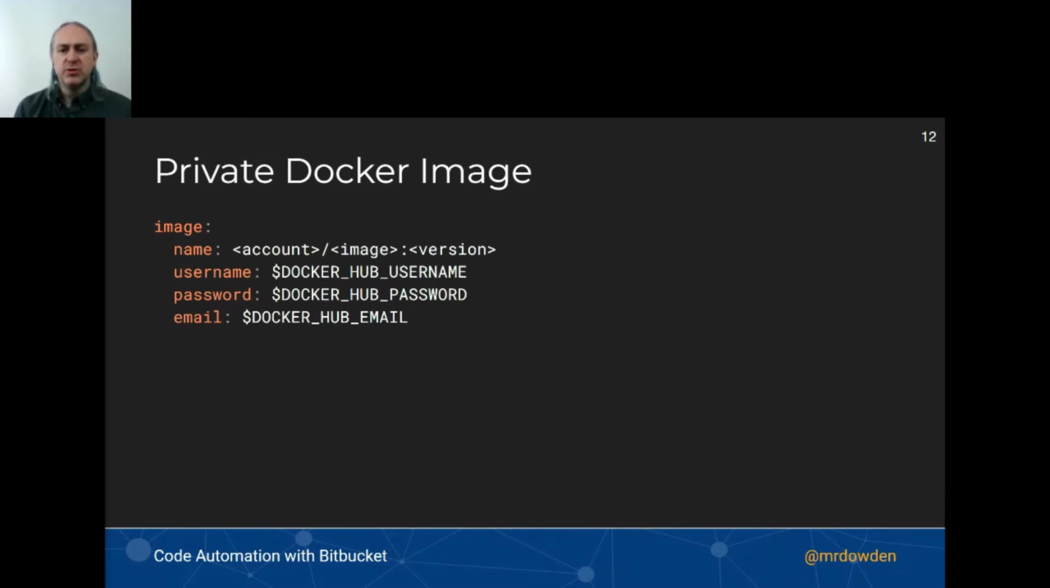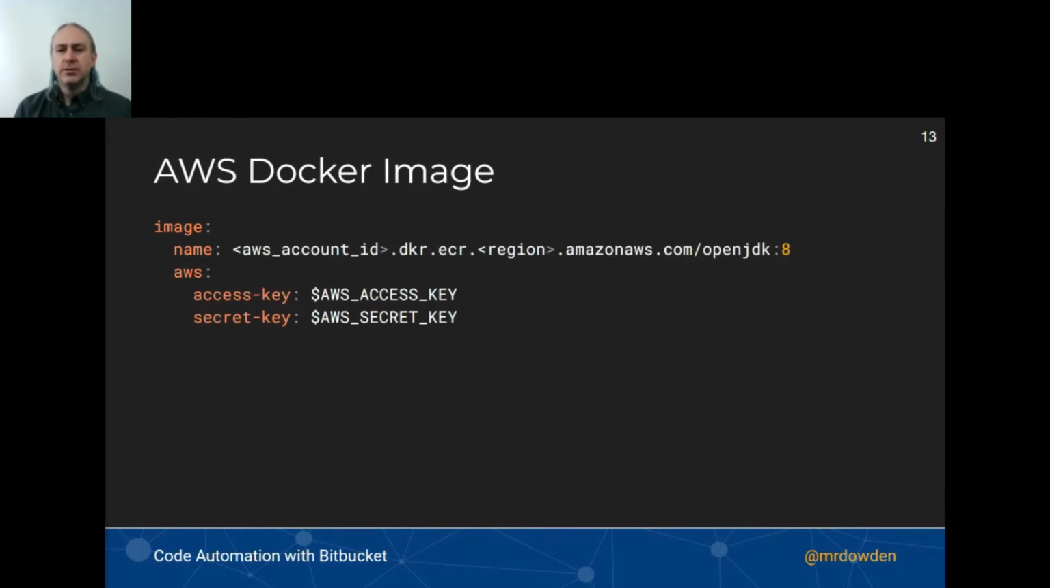Sometimes, though, you want to use your own private images without publishing them to the world. Pipelines support that as well and allow you to use variables for the sensitive details without hard coding them into your configuration. So in this particular case, I can provide the account and image along with any version if necessary, and then the credentials necessary to get me into Docker Hub to pull that private image. Also, you can pull Docker images out of AWS. So if you have an AWS account, you can provide those details in the name and then provide any access credentials necessary through variables here.